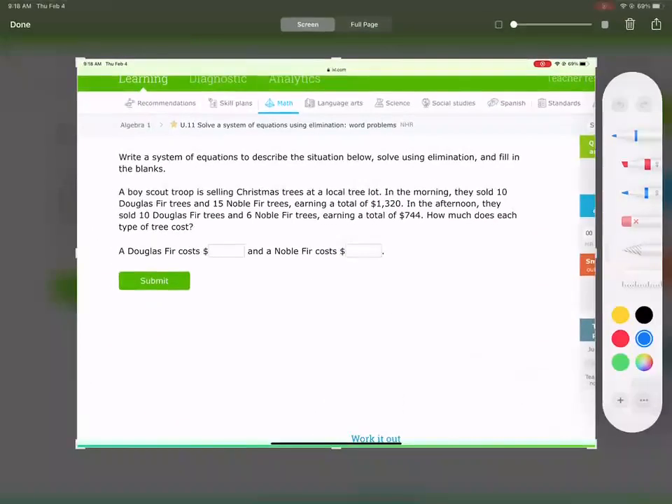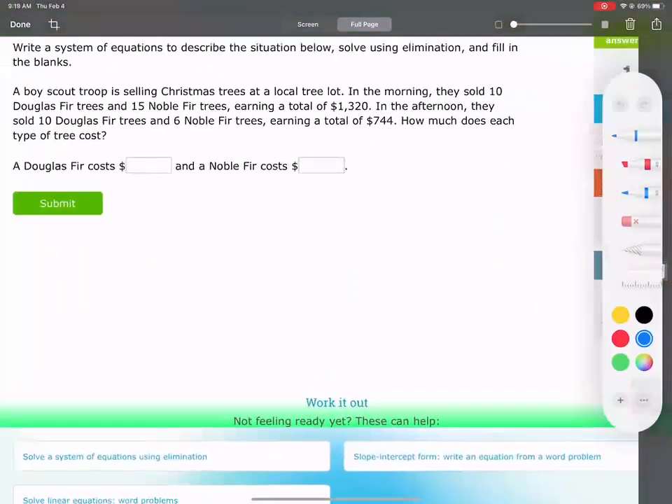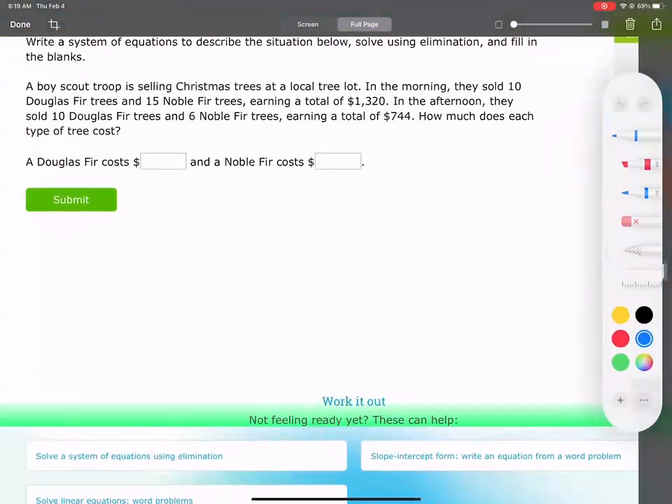Okay, let's do our next problem. Hopefully you didn't think that was too difficult. Okay, a Boy Scout troop is selling Christmas trees at a local tree lot. In the morning, they sold 10 Douglas firs. So a Douglas fir is a type of very popular Christmas tree, as well as another one, noble fir. There's actually like 3 of them that they sell at Home Depot, for instance. Okay, so they sold 10 Douglas fir trees, and they sold 15 noble fir trees, earning a total of 1,320.